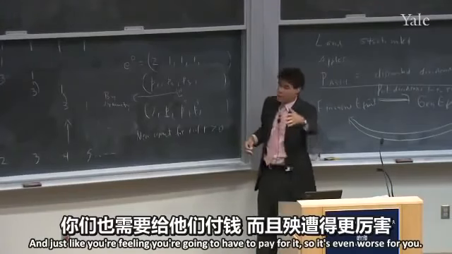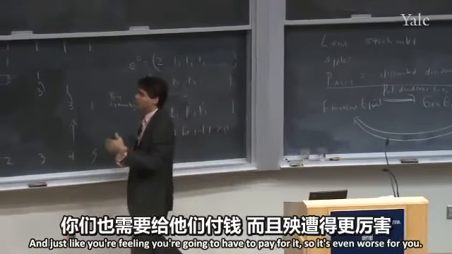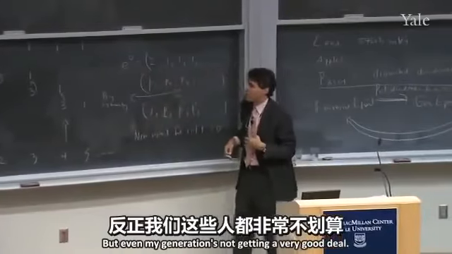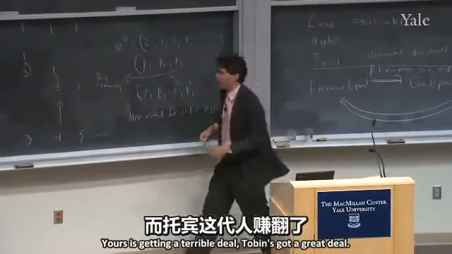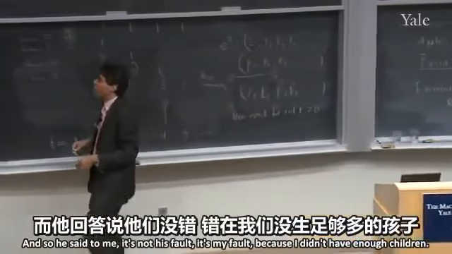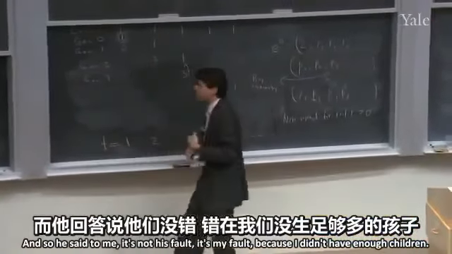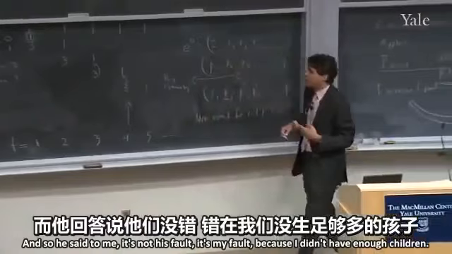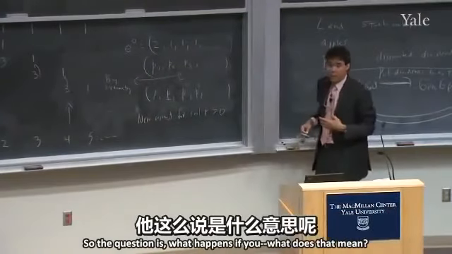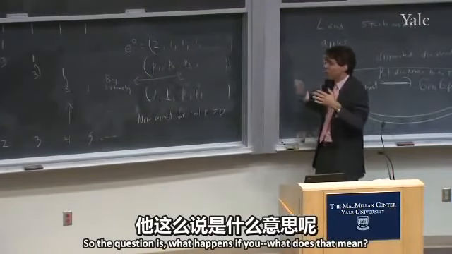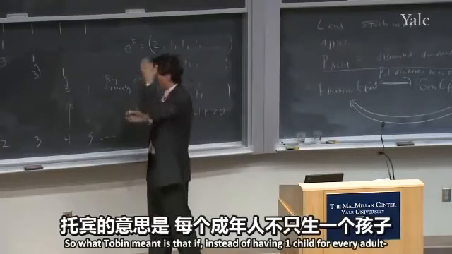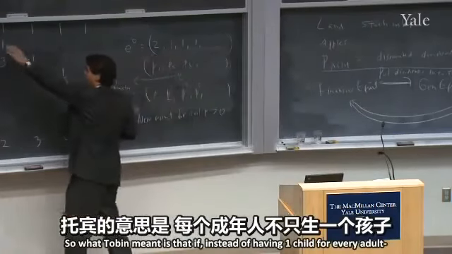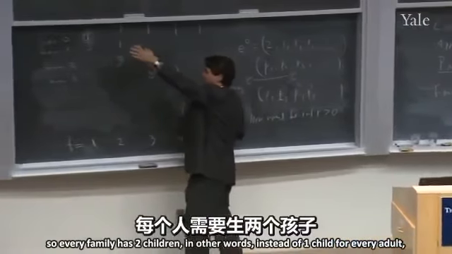Just like you're feeling you're going to have to pay for it, so it's even worse for you. But even my generation's not getting a very good deal. Yours is getting a terrible deal. Tobin's got a great deal. And so he said to me, it's not his fault, it's my fault, because I didn't have enough children. Okay, so the question is, what does that mean? What Tobin meant is that if instead of having one child for every adult, every family has 2 children.